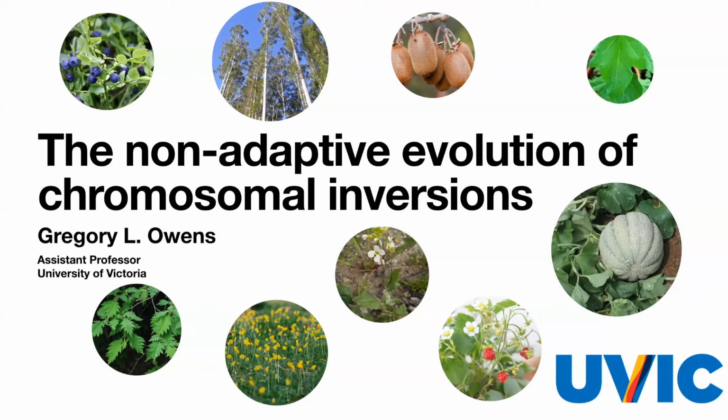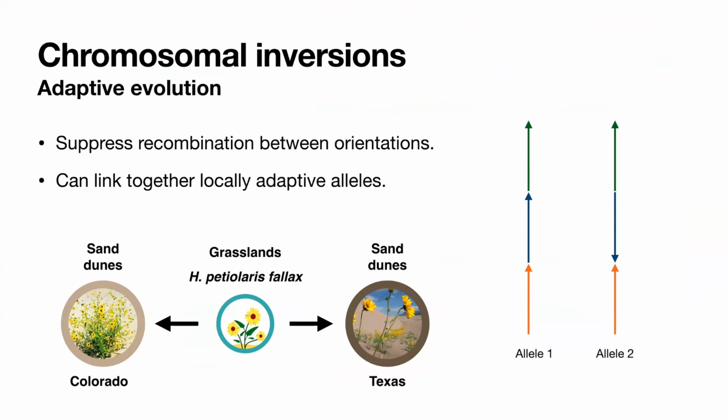I'm going to tell you about the non-adaptive evolution of chromosomal inversions. Chromosomal inversions have been kind of hot recently because of their potential role in adaptive evolution. A lot of theory predicts that to have local adaptation, you need to effectively link together multiple alleles, and inversions suppress recombination between orientations, effectively linking together potentially adaptive alleles.